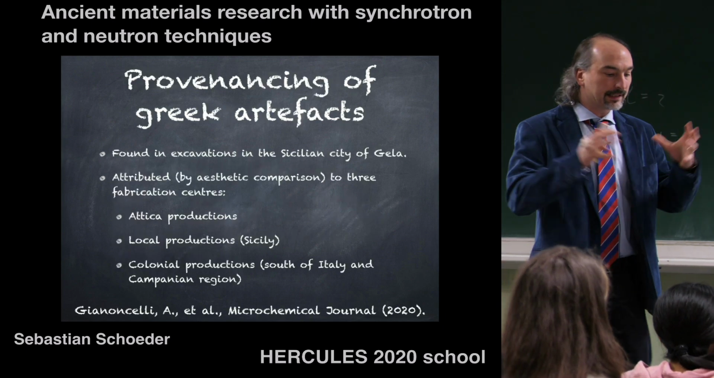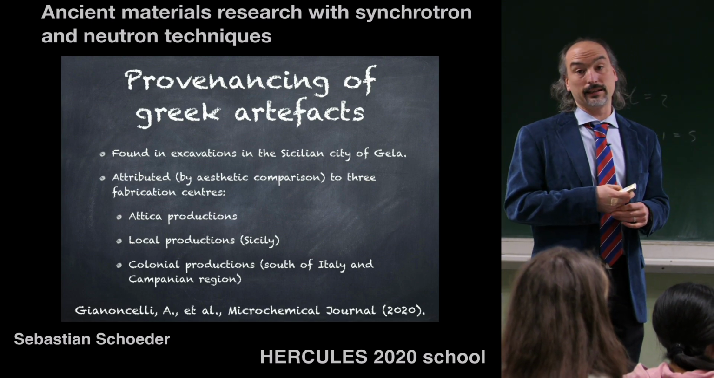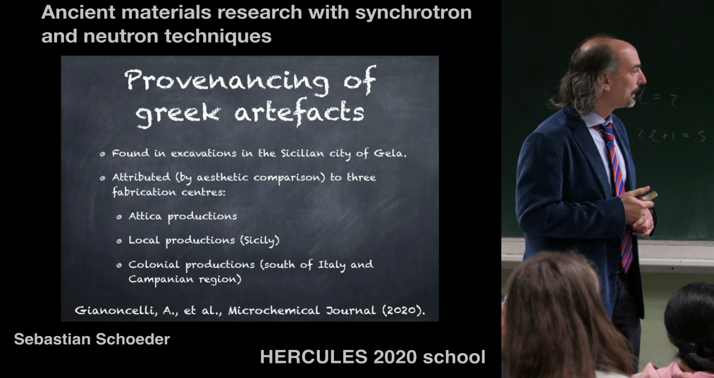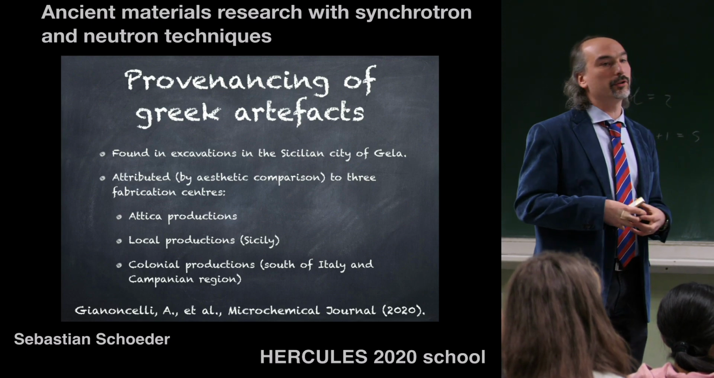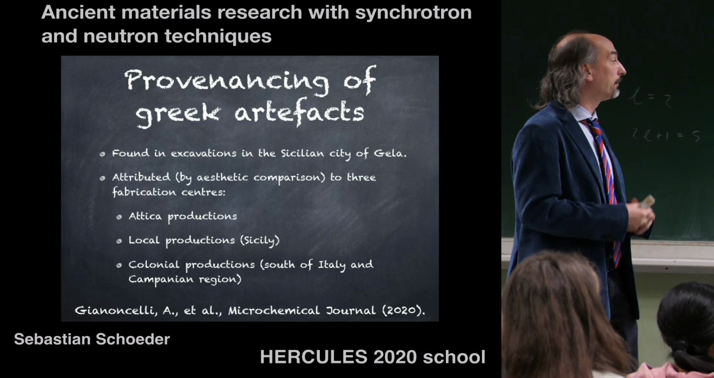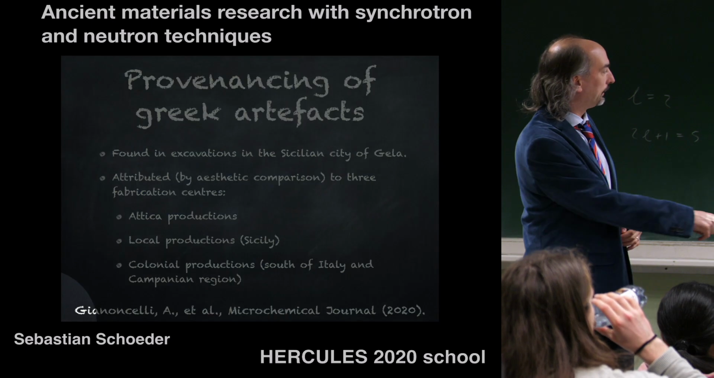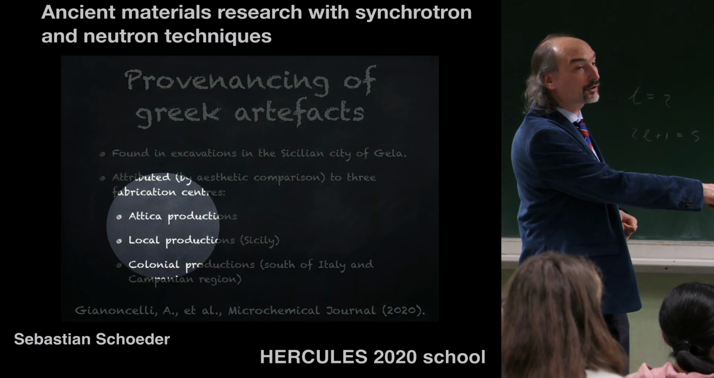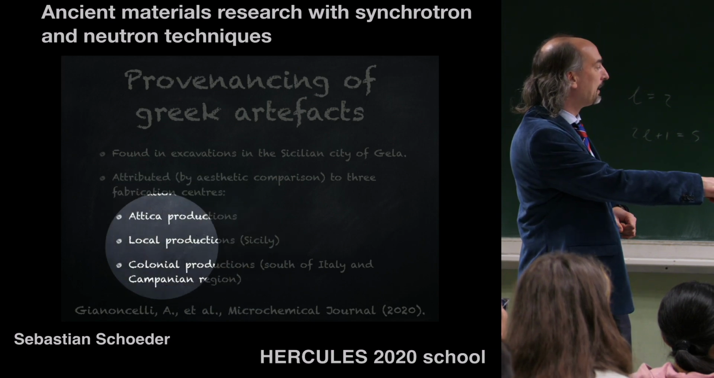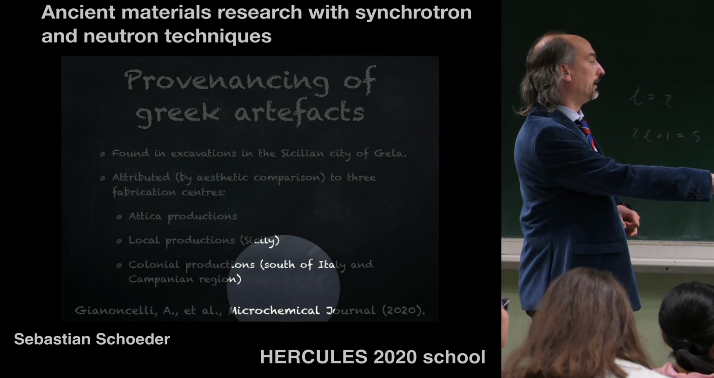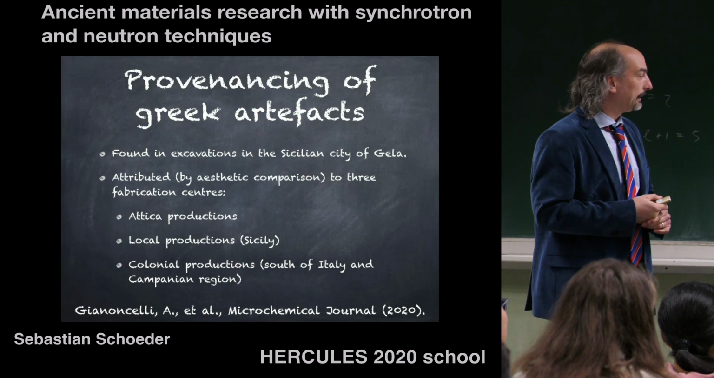So the example I want to show you is about the provenancing of Greek artifacts. This is a set of artifacts that has been found during excavations in the Sicilian city of Gela. When they did these excavations, they found out that their corpus came out of 3 different production centers. So they found pottery from Attic productions, so around Athens. They found local productions that were made in Sicily, and they found productions from other Greek colonies in the south of Italy.